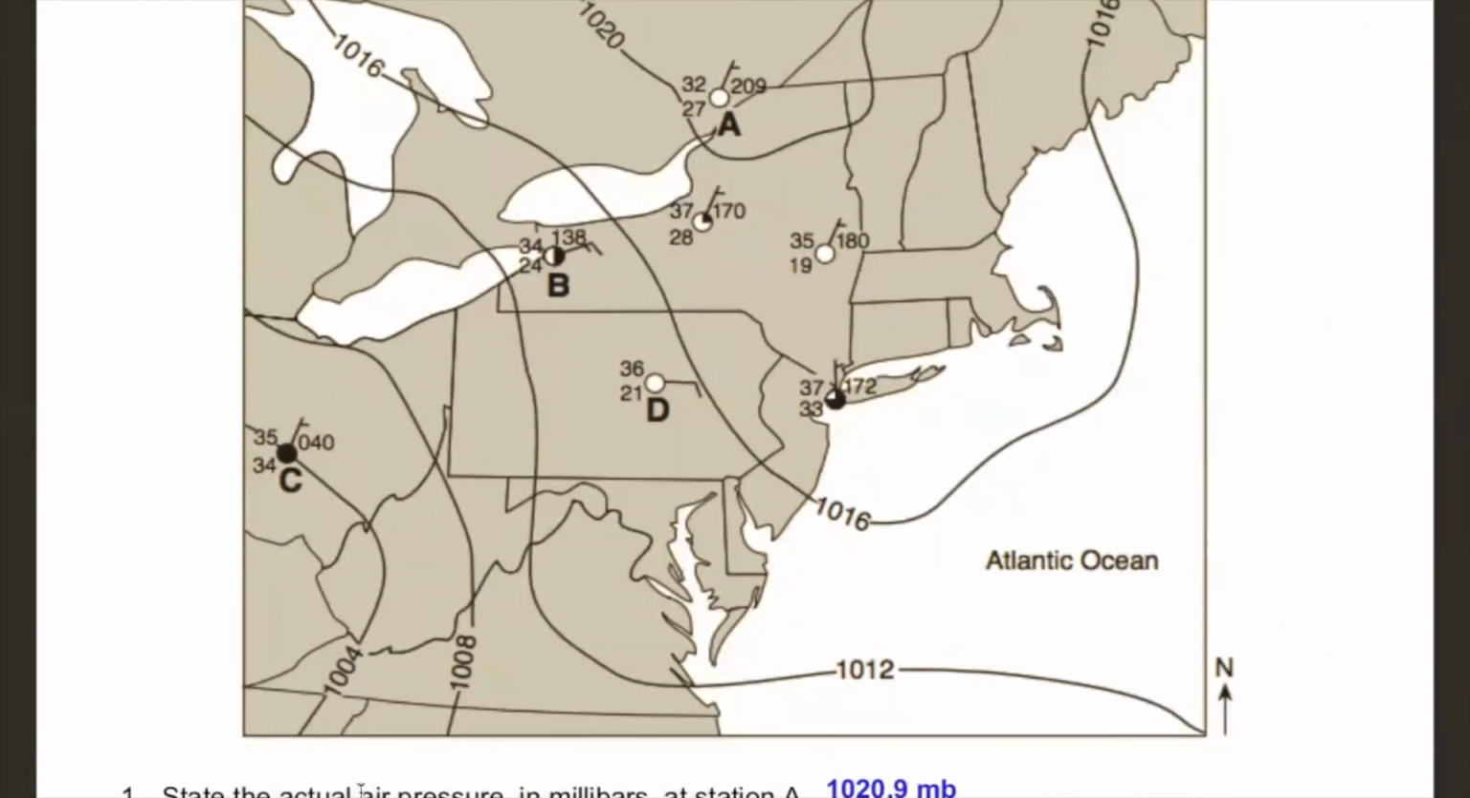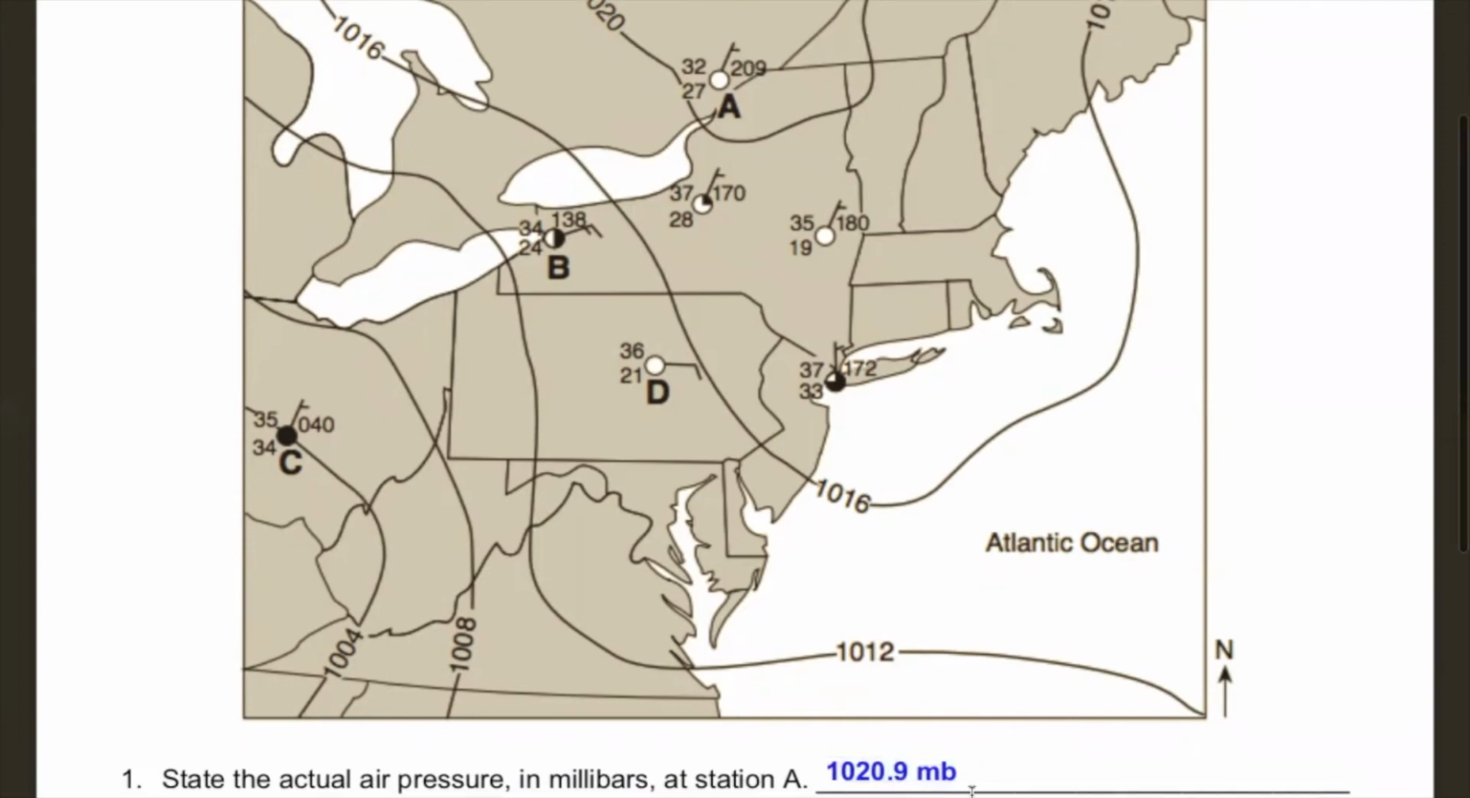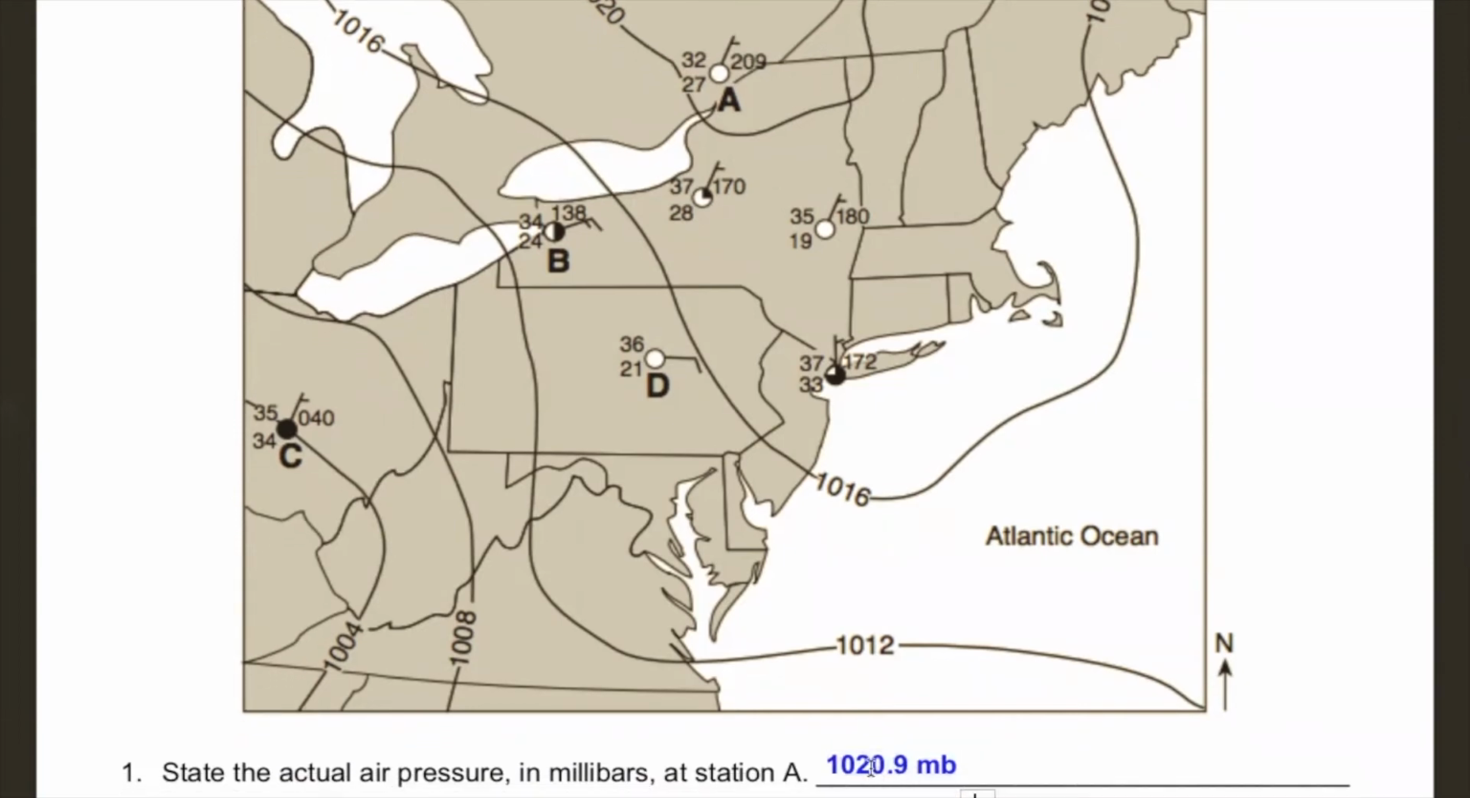It says state the actual air pressure in millibars at station A. Well, if I go to A, I look at the circle, the pressure is to the top right. So we have this number 209. Well, 209 is less than 500, so I'm going to add a 10 in front, 10, 209, and you put a decimal in between the last two, and shabam, 1020.9 millibars. Okay, that is actually in your notes too, so if you're like, what is she talking about with this rule thing? That's where I got it from.